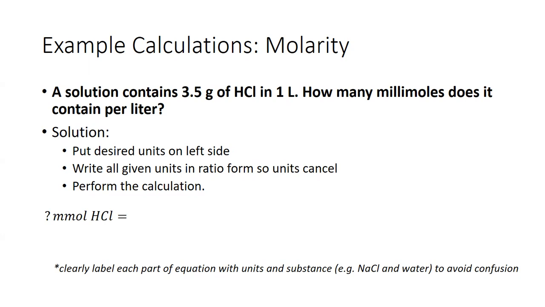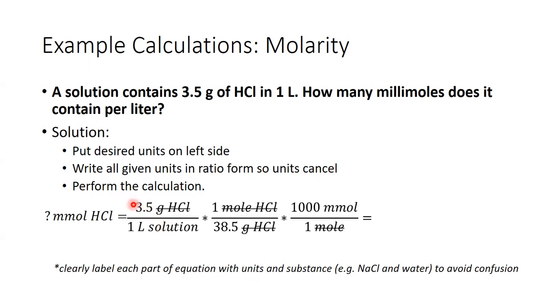And then we are going to put what we do know, which is 3.5 grams in 1 liter of solution, and then cancel out grams by multiplying by the reciprocal of the molecular weight of hydrochloric acid. And then we're going to get it into millimoles, because right now it's in moles at this step. So we basically multiply by 1 in order to convert it to millimolars, because there's 1,000 millimoles in 1 mole. And then we can solve for that.